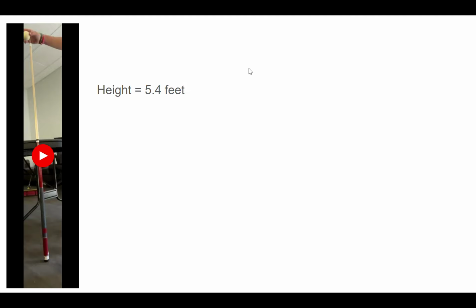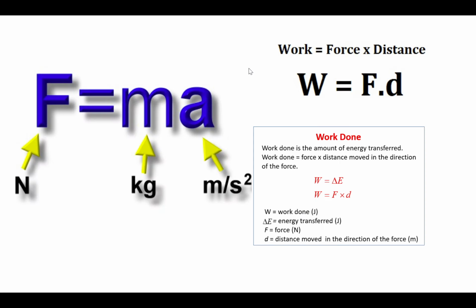So just as a conclusion, going back to this slide, work is force times distance traveled. Since the floor in all these situations didn't travel any distance, we can conclude that the pool ball never did work.